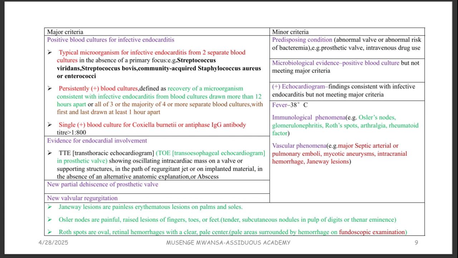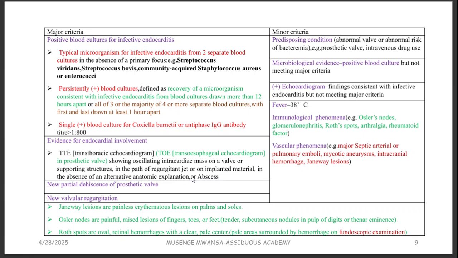Transesophageal for anyone. So what are you going to see on echo? It should be showing an oscillating intracardiac mass, like there is a mass that is moving inside the heart on echo. That will be like a vegetation on a valve. You should be able to see this mass that is oscillating, or supporting structures in the path of a regurgitant jet, or implanted material in the absence of an alternative anatomical explanation, or abscess.